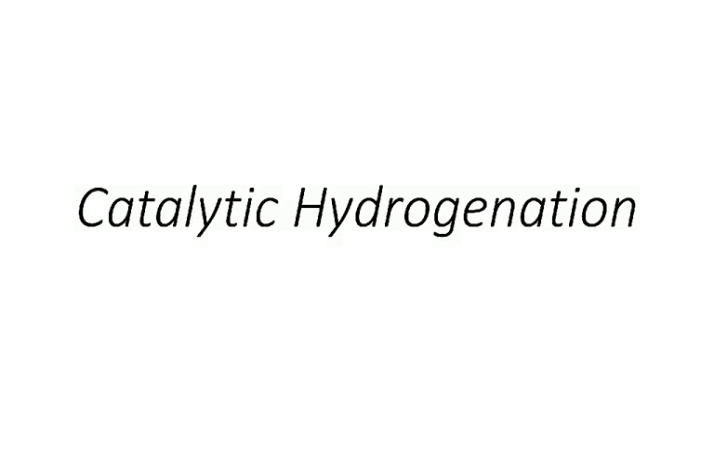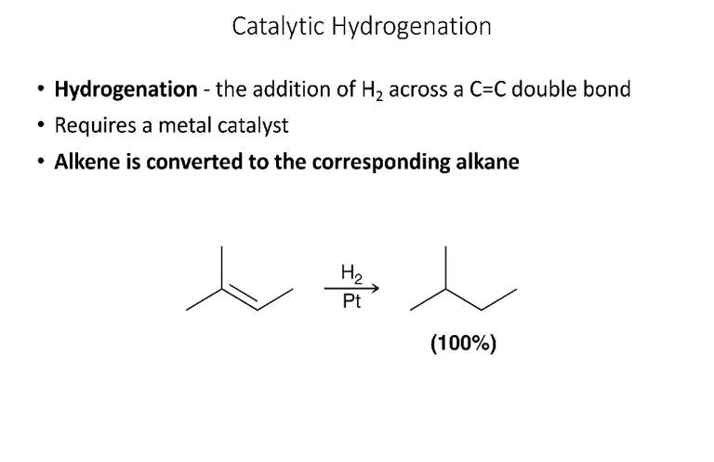Okay, in this video we're going to look at yet another alkene addition reaction. In this case we're going to look at hydrogenation. In hydrogenation we're going to add an H2 to our carbon-carbon double bond. This process requires a catalyst, and it's very common to use a metal catalyst. And the reaction itself is fairly simple. Basically we're just converting the alkene into the corresponding alkane.